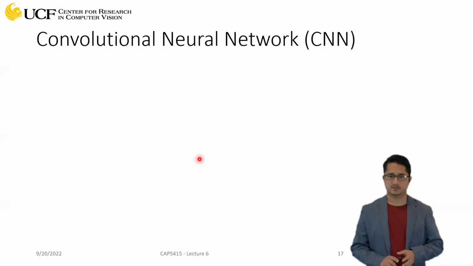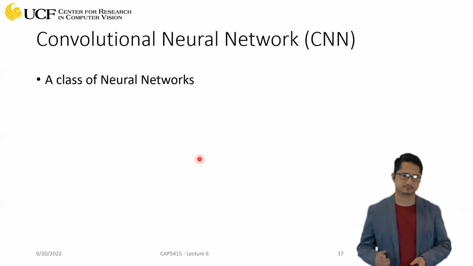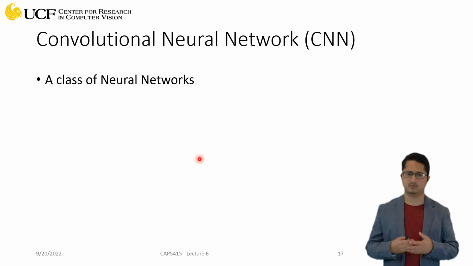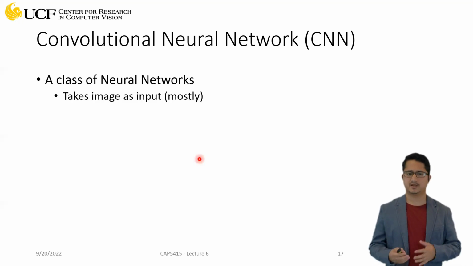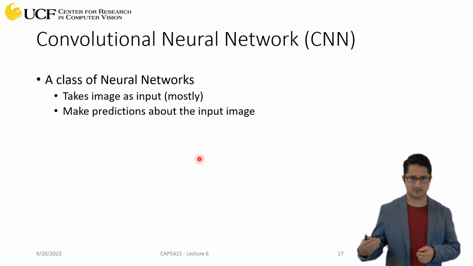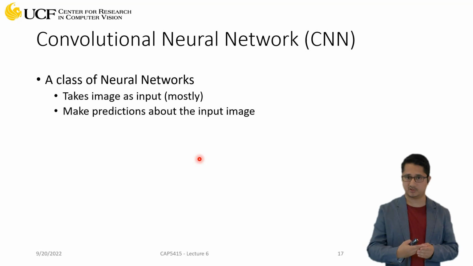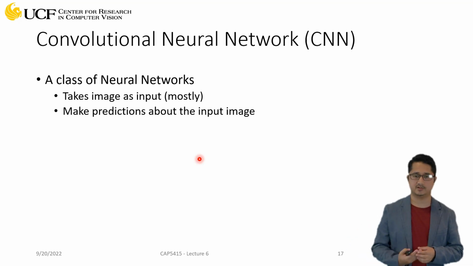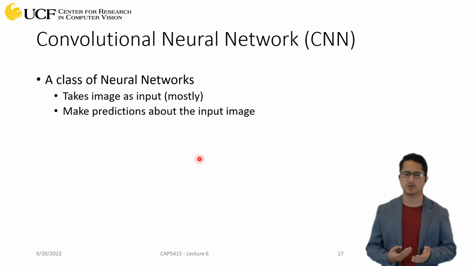Now, I think that's a lot of motivation for you. Now let's try to get an overview of these CNNs. These again are a class of neural networks. The difference is they take images as input, and I'm saying mostly because they might take something else as well. Given that image as input, they will make predictions about that image. Depending upon what problem you're trying to solve, the prediction will change. If it's classification, they will say whether the class is present or not. It could be localization, then they will have to give the bounding box as well, and so on and so forth.